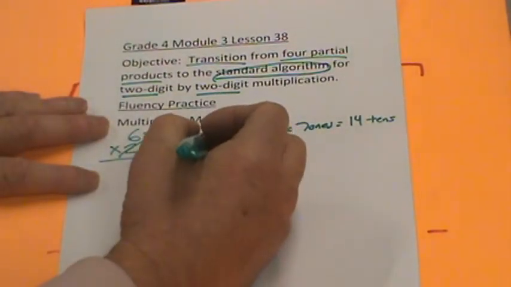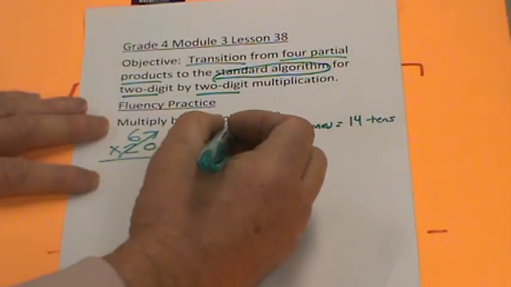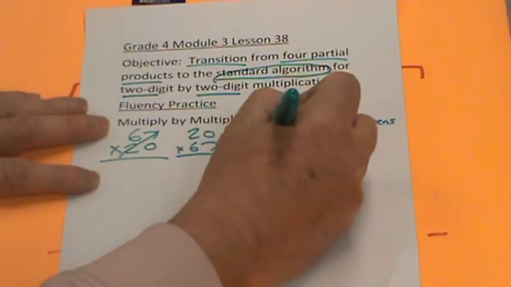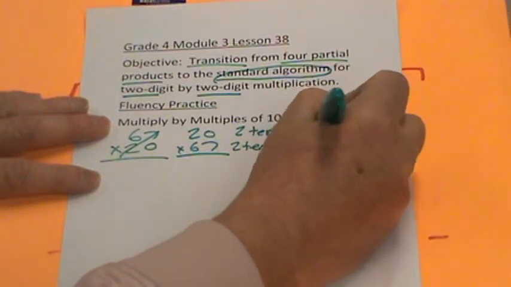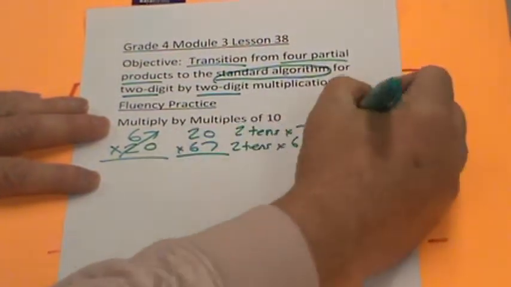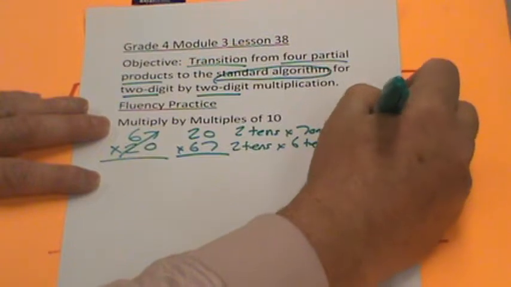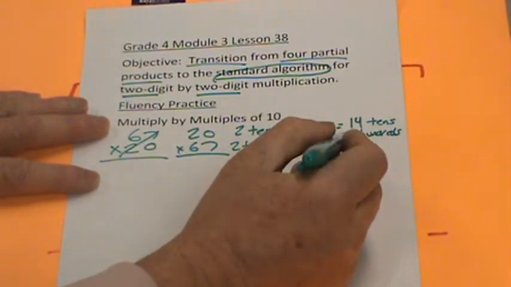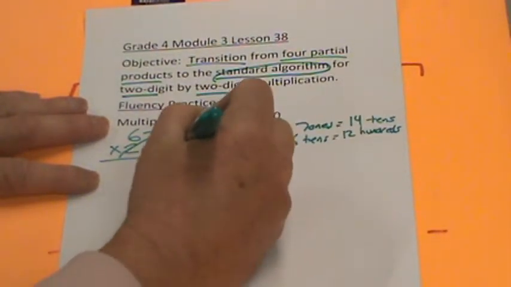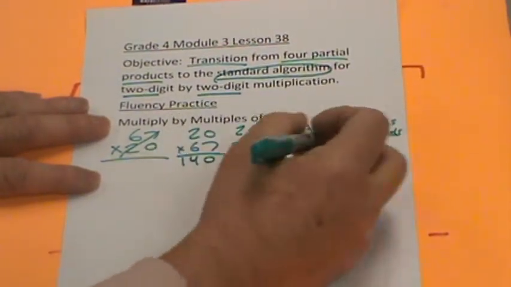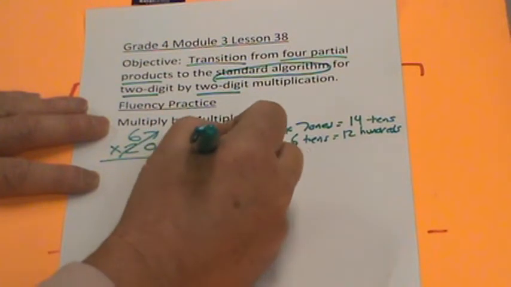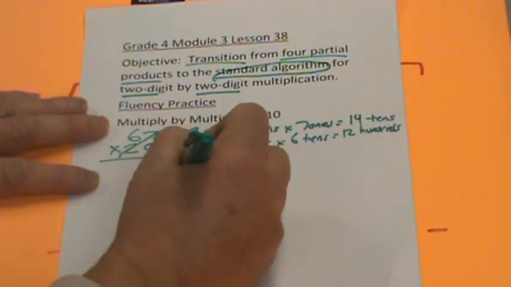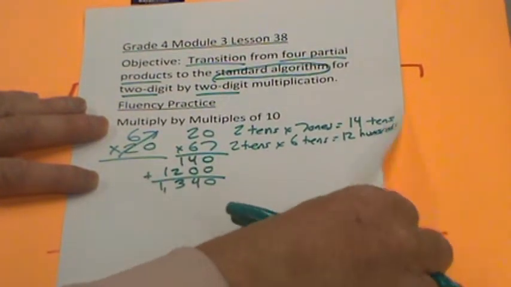So then our other problem is we're going to take the two tens times 6 tens. So that'll equal 2 times 6 is 12, and 10 times 10 is hundreds, right? So what we have is 14 tens and 12 hundreds. So 14 tens is 140, and 12 hundreds is 1,200. And then we just add those up together. We get 1,340. Let's try another one.